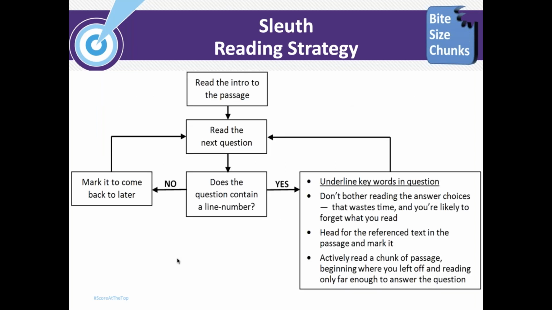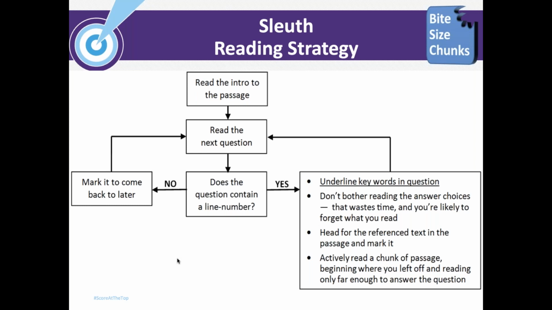So here's what it's going to look like. First of all, you're always going to read the introduction to the passage. It's the smaller font, and it'll usually give you the publication date, maybe some key information about the characters, who the author was. So you read that information. Then you're going to come over to the questions. So you'll read question 1. Does the question contain a line number? If it doesn't, which likely it won't, since most of the time question 1 and question 2 are going to be your main idea questions, you're going to skip that question, mark it, circle it, and then come back to it later.